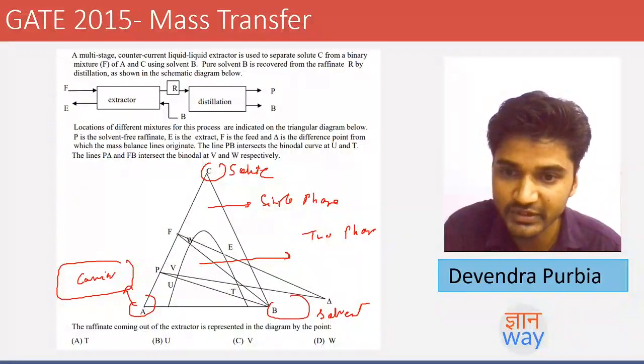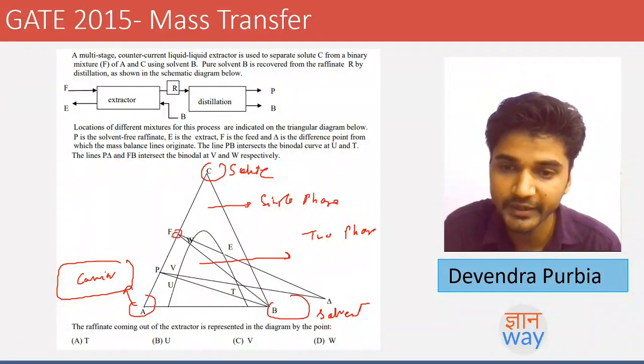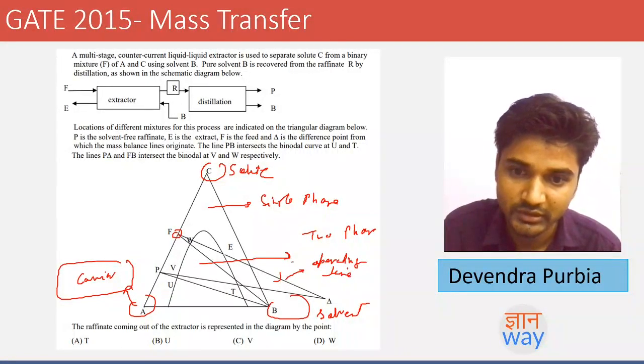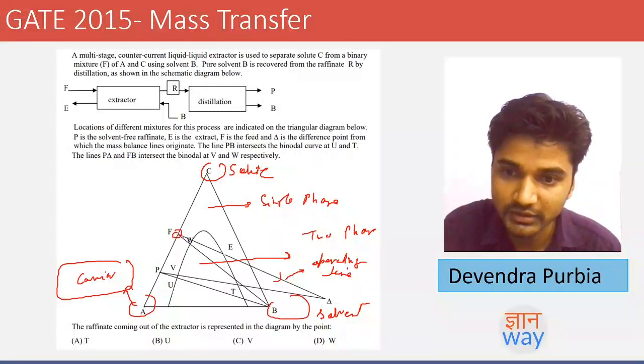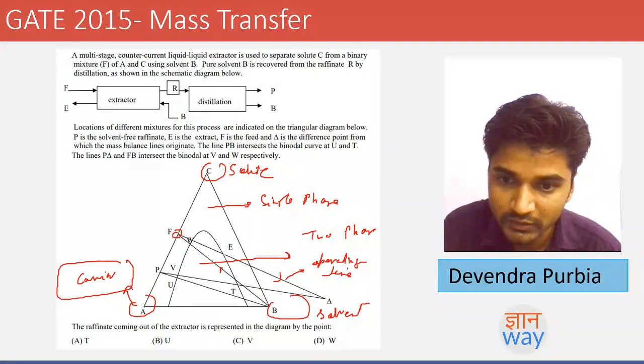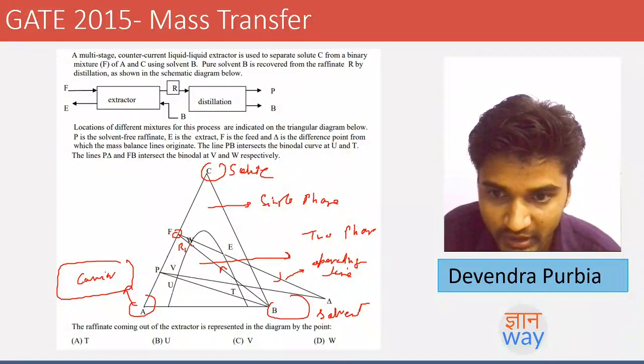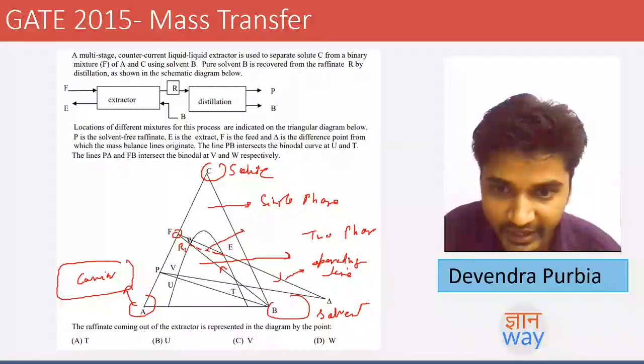Notes, and this F is the feed. So from here, the line F to E is the operating line of the extractor. And from B, this line denotes the raffinate part. So this point is R1. This is E1, and the line joining R1 and E is called the tie line.